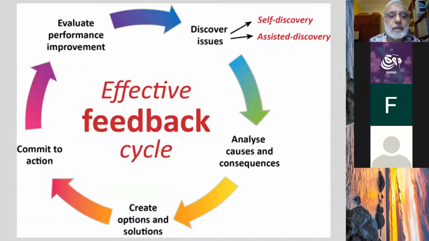This is another cycle, the effective feedback cycle, where a deficiency is identified either by the student himself or by feedback. And then that deficiency is analyzed and the reasons are identified. The plan to address those shortcomings is devised, and that plan is applied, and then the results are evaluated to see whether it has been successful.